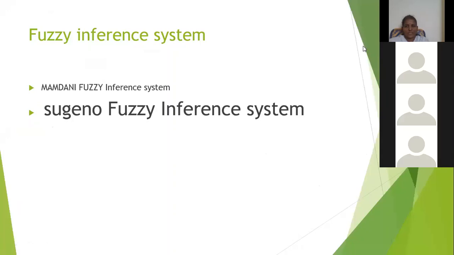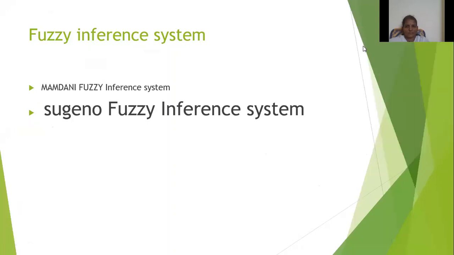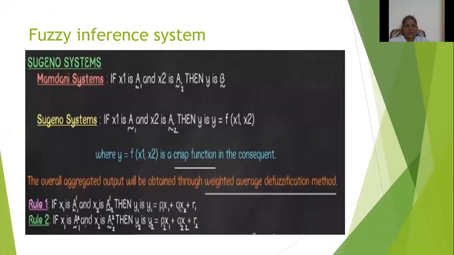Sugino fuzzy inference system. So, in this Sugino fuzzy inference system, similar to your Mamdani system, you will have 2 antecedents and 1 consequent. But the consequent is written as a function of the 2 antecedents. Here you can observe the difference.